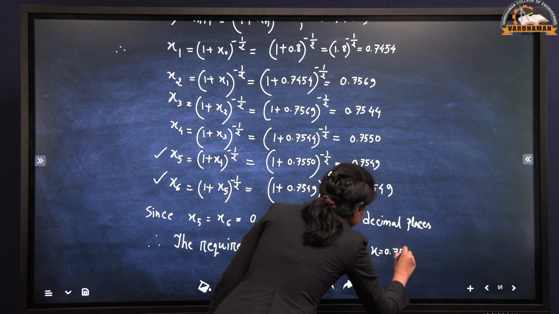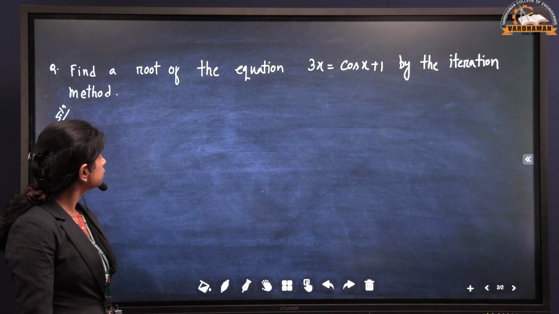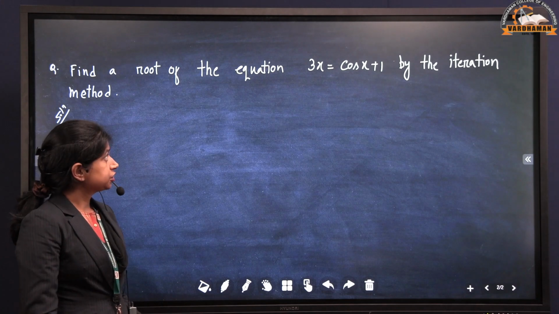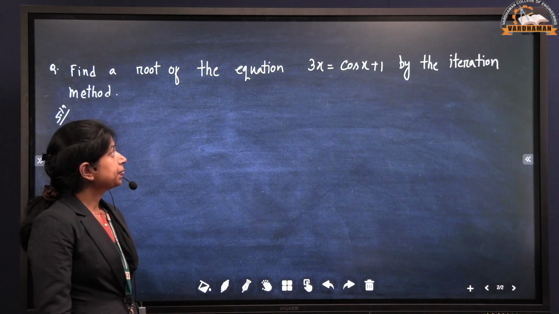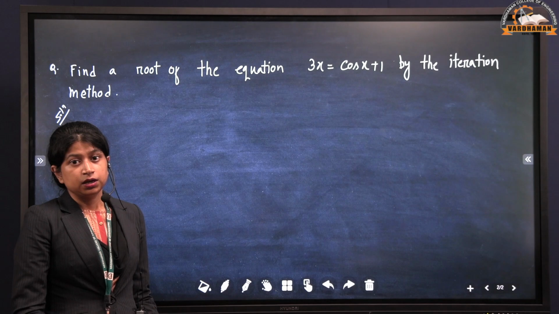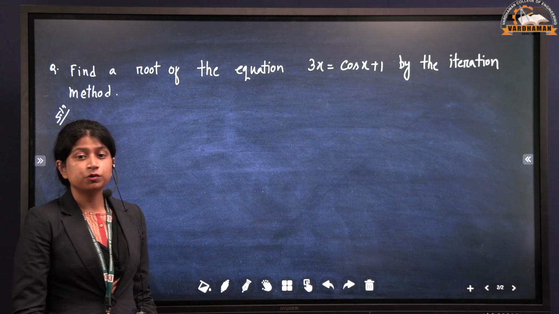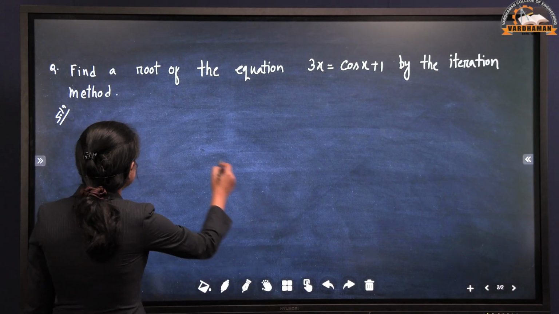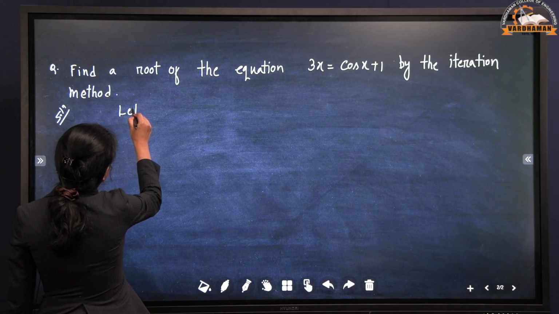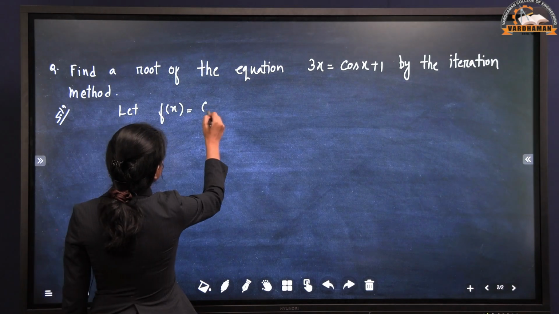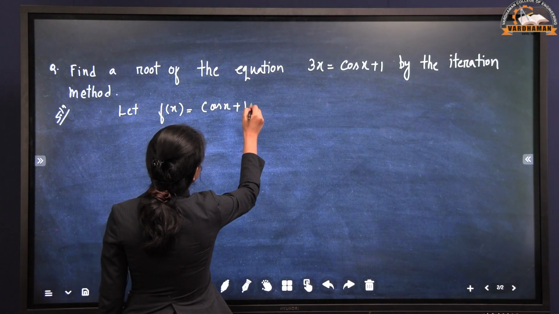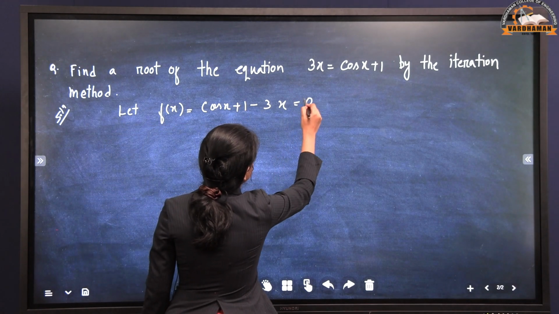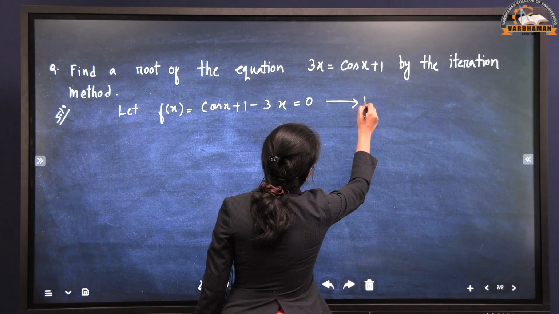Now let us look at the second question. What is given to you? Find the root of the equation 3x equal to cos x plus 1 by the iteration method. In this question, the initial approximation is not given, so we need to find it by ourselves. So let f of x be equal to cos x plus 1 minus 3x equal to 0. Call this equation number 1.